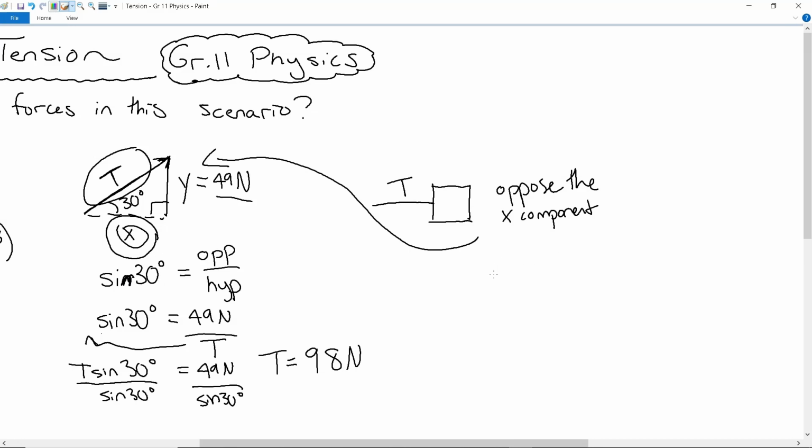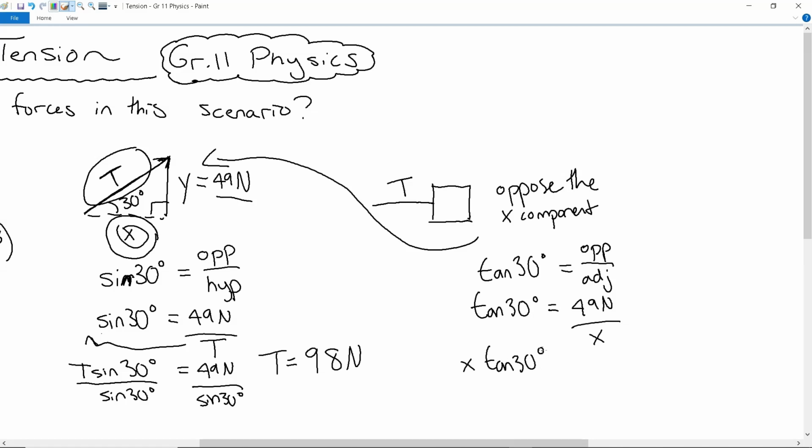So you have to go back to trigonometry. This time, let's do tan. So same angle, and with tan, we would look at opposite over adjacent. Opposite is still 49. Adjacent is what we're solving for, and that's the x component of our force. So moving x over to the other side, and then dividing out our tan 30.